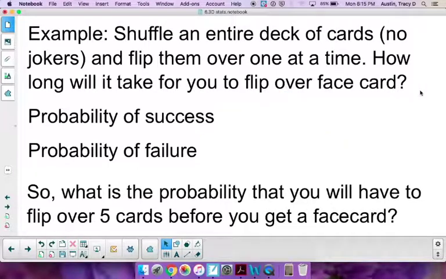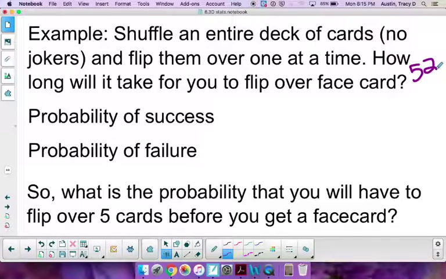Okay, so an entire deck of cards, right? No jokers. Just in case you're not familiar, for those of you who don't play with cards, if you have an entire deck of cards with no jokers, that's 52 cards, okay? So we have 52 possible outcomes, right? And we're going to somehow separate that into successes and failures, okay?